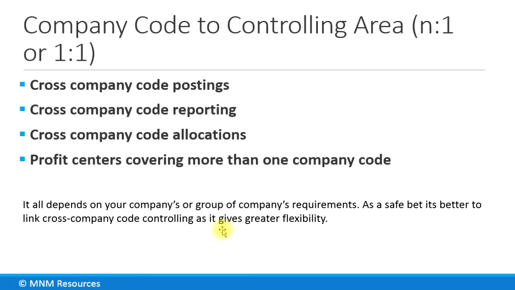For example, you might only have one company code and assign it to one controlling area. Later you might want a separate company code for your subsidiaries. You might form a subsidiary, acquire another company code, merge with another company code, or even split your company code into 2 different company codes. So for all these options, it's always better to link to cross company code controlling, even if you have just one company code, because it will always give you greater flexibility in the future.